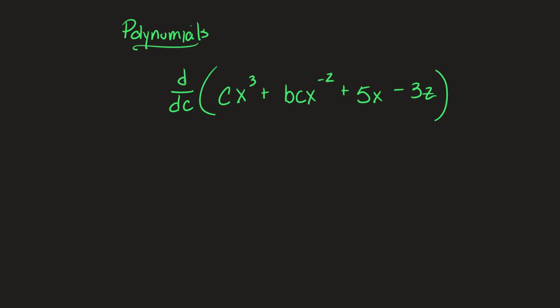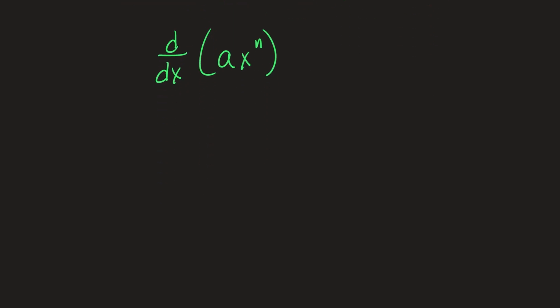Let's say we're going to take the derivative with respect to x of ax to the n power. I'm only looking at one term in a polynomial because when you take the derivative, you just go term by term. So we're going to look at just this term. Since I'm taking the derivative with respect to x, x is the functional variable. A and n will be treated as constants.